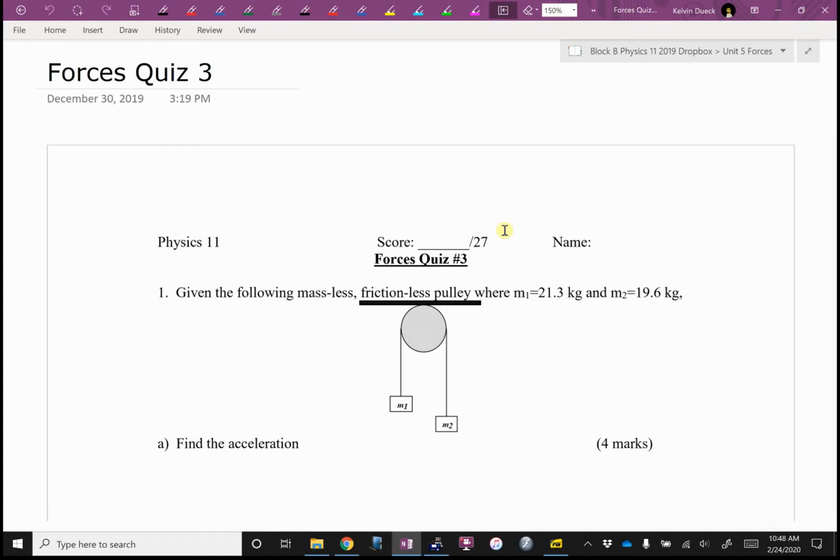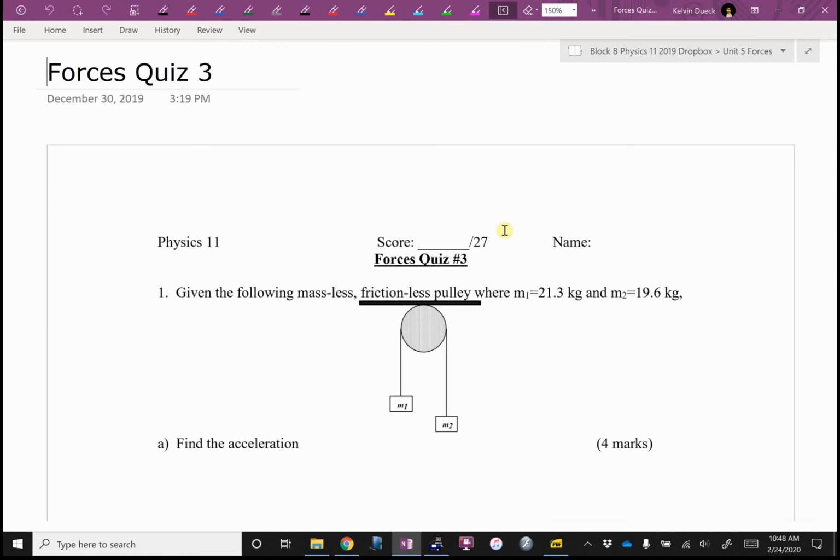Then there's going to be a couple of questions about the net force. The what force? I'll probably just give you a mass and give you a force and say find an acceleration, just to see, can you rewrite F net equals ma? Then we will get into written questions.